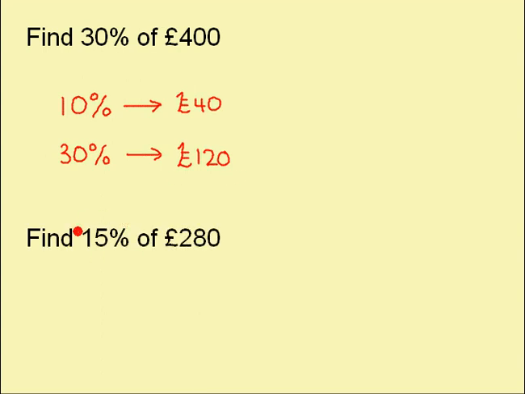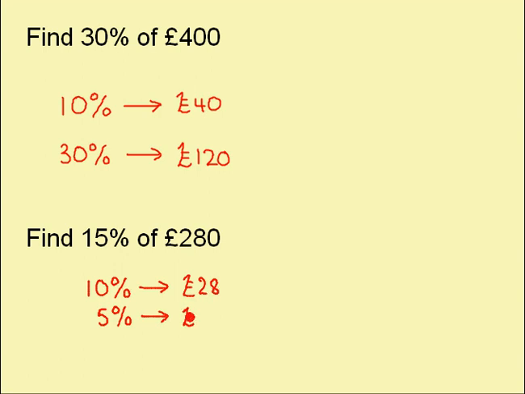Now I'm being asked to find 15% of £280. We start in the same way with our building block of 10%. To find 10%, we divide by 10, so that's £28. Now to make 15%, I'm going to need a 5% as well. 5% is half of 10%, so I can halve this.